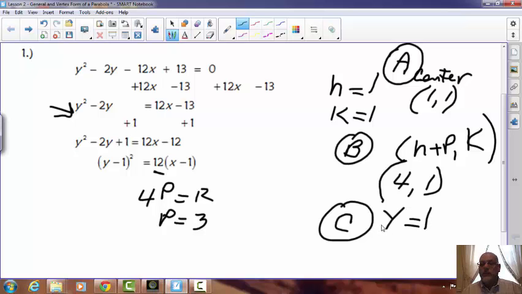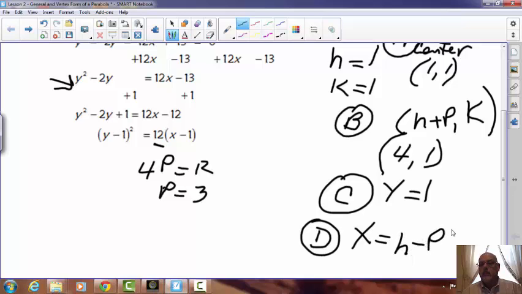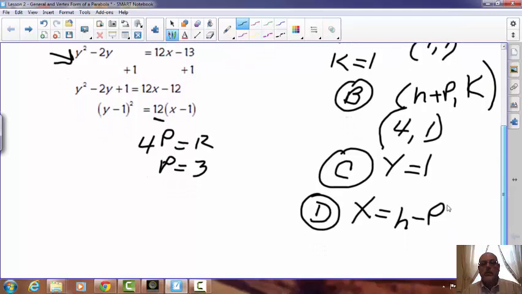And the last thing is we need to find the equation for the line of the directrix. Part D. And the directrix, it's an x equals line because it's a vertical line. So x equals h minus p. So h is 1, p is 3. So 1 minus 3, x equals negative 2. That's the line of the directrix. Okay? So let's try another one.